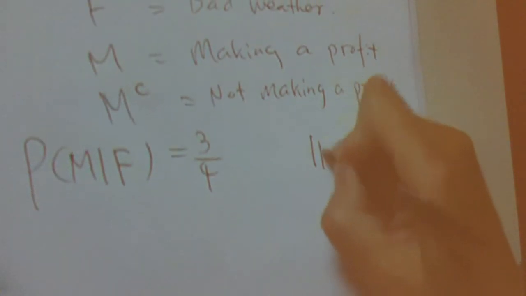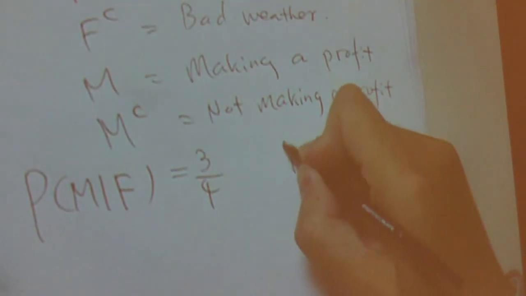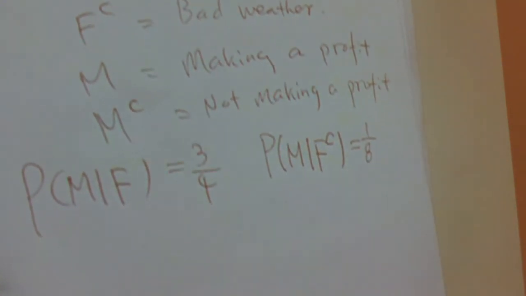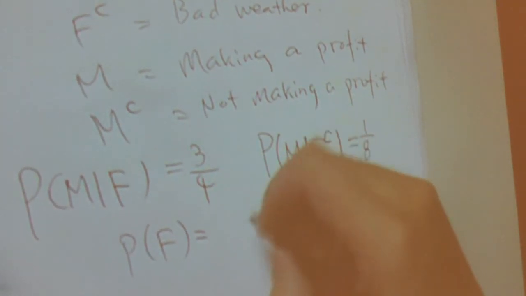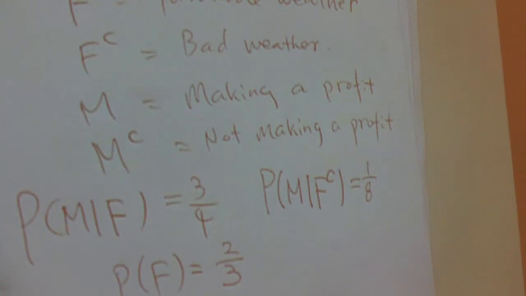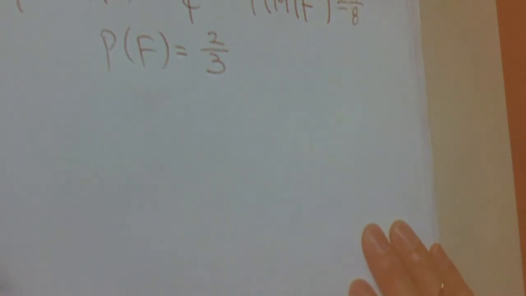How about given the weather is bad, given F complement, the chance that you make profit is 1/8, right? Much smaller, which makes sense. So this business, skiing. How about 2/3? 2/3 is the chance that we have good weather. So P of F is 2/3. Those numbers are given. Now we are ready to make a tree. I'm going to make a tree here. I think that space is good enough because the problem is not that large.